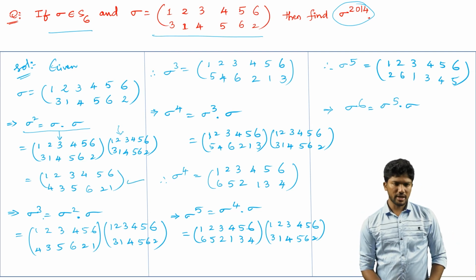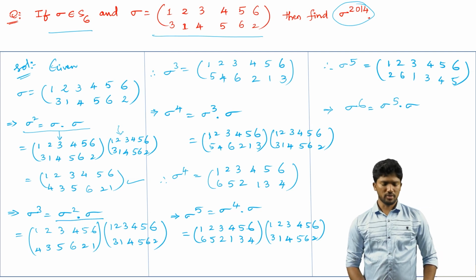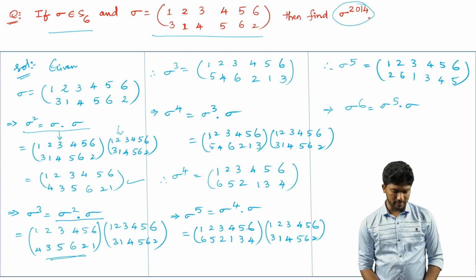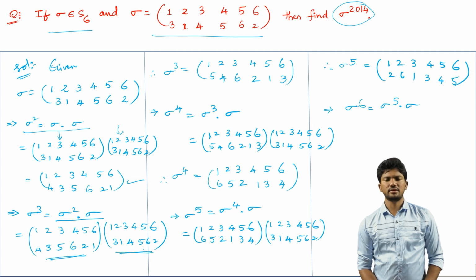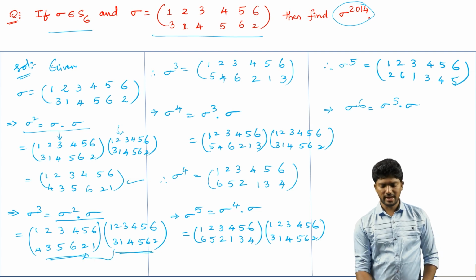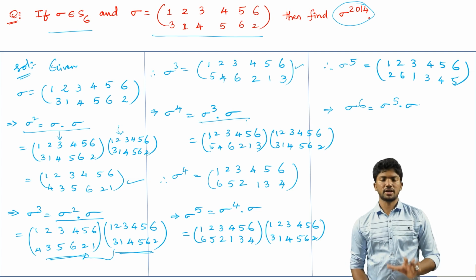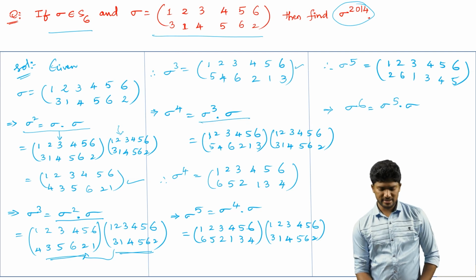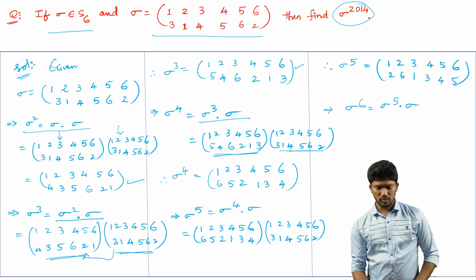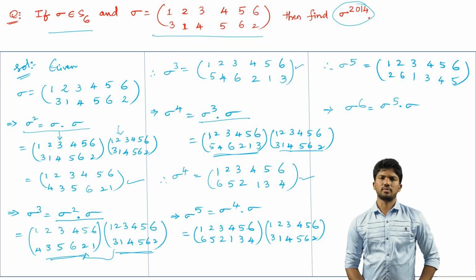Next sigma cube. Sigma cube is nothing but sigma square into sigma. So this is the total sigma square value and this is the sigma value. If you do the multiplication from right to left, you will get sigma cube. Next sigma power 4, which is sigma cube into sigma. This is the sigma cube value and this one is the sigma value. If you do the same process from right to left, you will get sigma power 4.